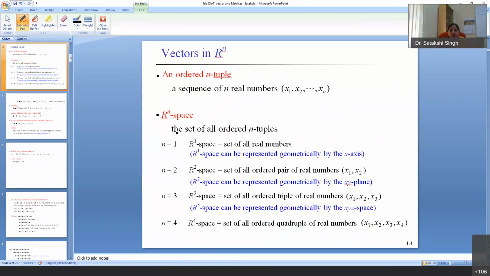As I told you, if we represent any vector in R1 space, then that is a set of all real numbers. In R2 space, this is a set of all ordered pairs of real numbers, x1, x2. If we represent it in the R3 space, then that is a set of all ordered triples of real numbers, x1, x2, x3, and so on. For n equal to 4, that is in the R4 space, it will be an ordered quadruple of real numbers, x1, x2, x3, x4. Similarly, if we go for the Rn space, then obviously it will be x1, x2, up to xn.